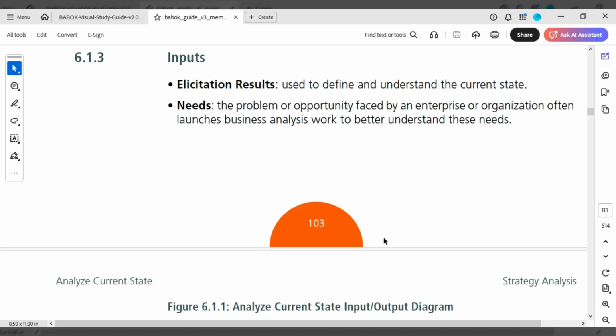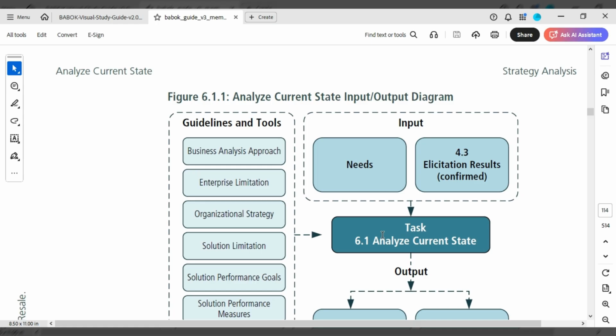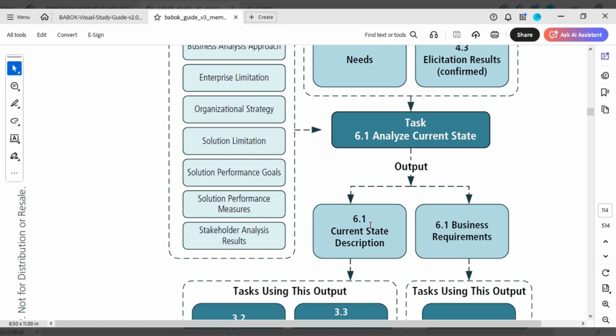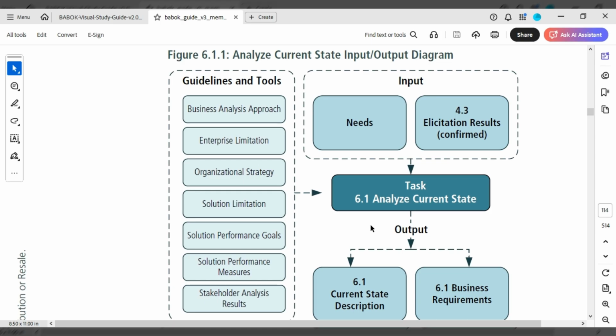Whatever you are doing when it comes to projects, you are trying to work with needs. So needs would always be recurring throughout here. So analyze current state, input output diagram. So for guidelines and tools, you have the business analysis approach. What approach do you want to take? Enterprise limitation, there are enterprise limitations, organization strategy. When it comes to the organization, what's their strategy? Solution limitation. So what are the limitations of the solution? Solution performance goals, solution performance measures, stakeholder analysis results. So when it comes to input, you have the needs, elicitation results confirmed.